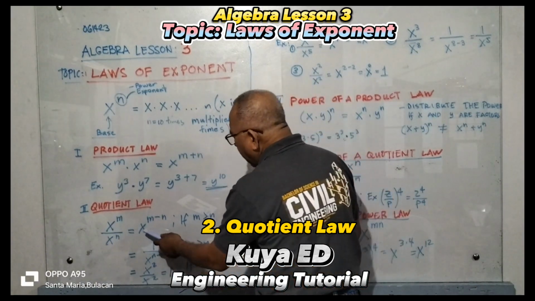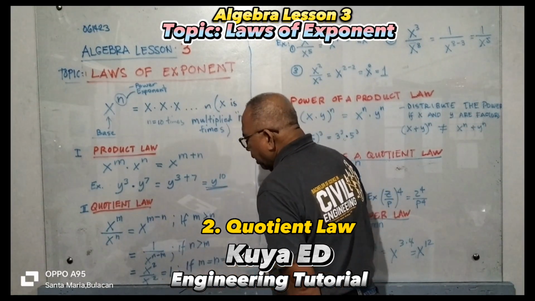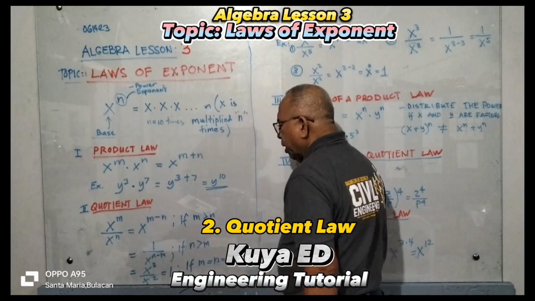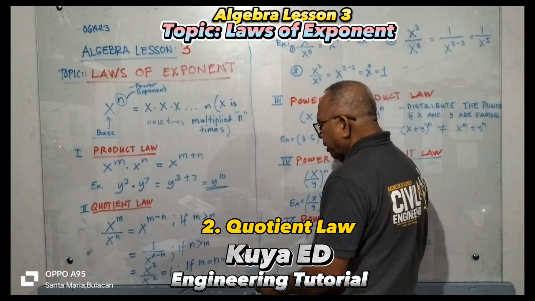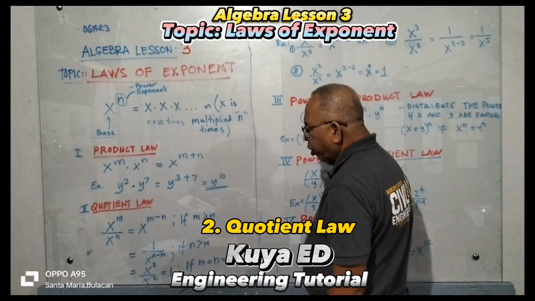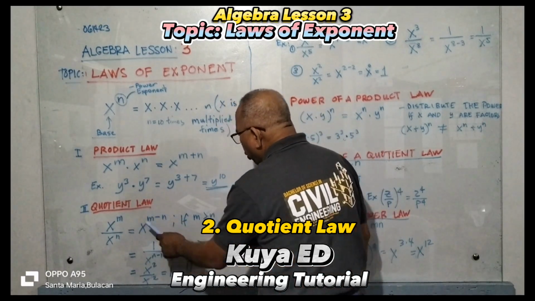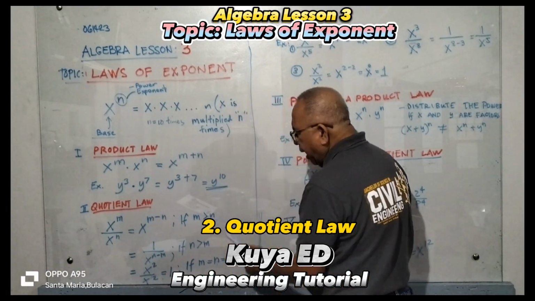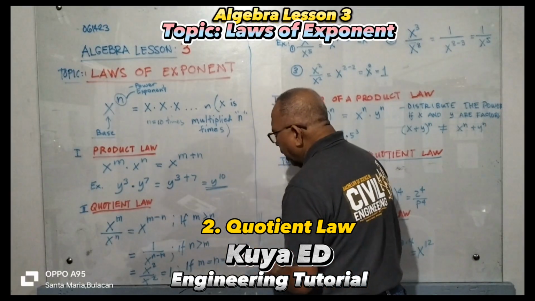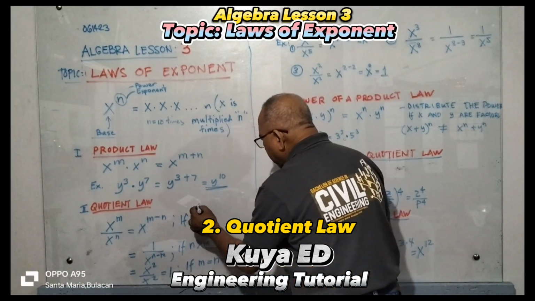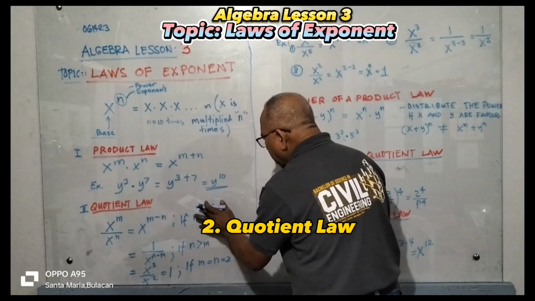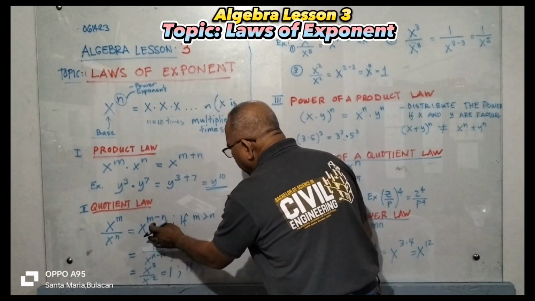Since pareho naman sila, x, so isa na lang, so m minus n. Provided na ang m is greater than n. So, pwede lang daw to kung ang m is greater than n. Anong mga example? Kunwari, ang m mo ay 5, at ang n mo ay 3, so 5 minus 3, so ito yung gagamitin mo.